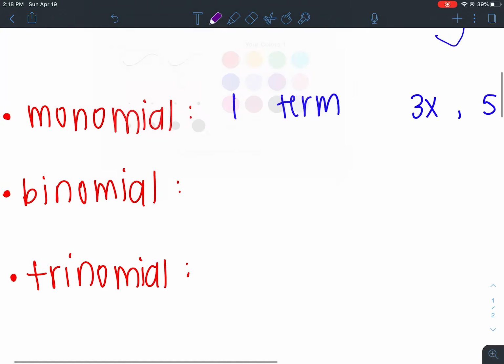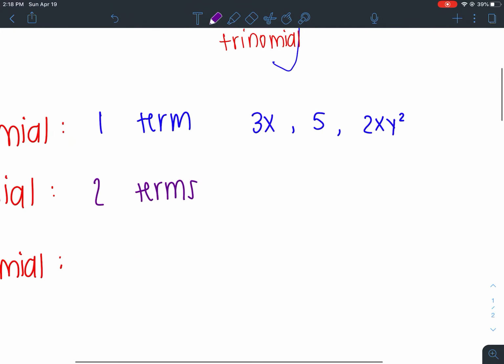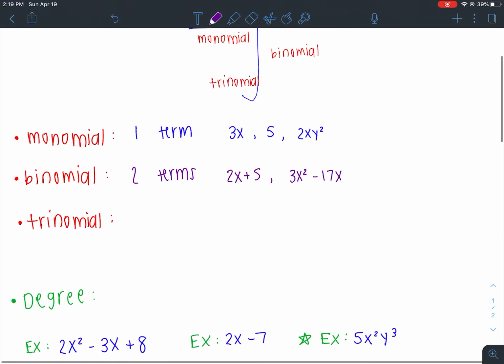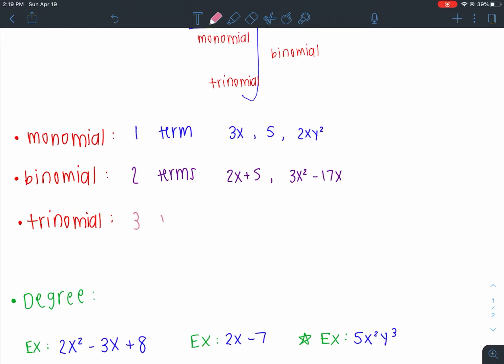A binomial is something that has two terms. Okay? So something that has two terms would be like 2x plus 5. Those are two terms. They are separated by a plus or minus sign. And terms can consist of numbers, variables, or a mixture of them. Another example of a binomial, which is two terms, would be 3x squared minus 17x. That is two terms. A trinomial, hopefully you have maybe been able to guess, that is three terms.